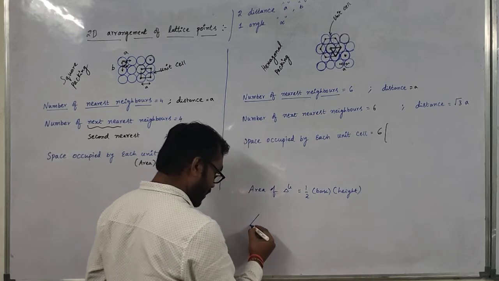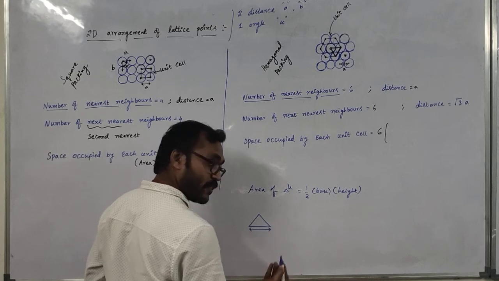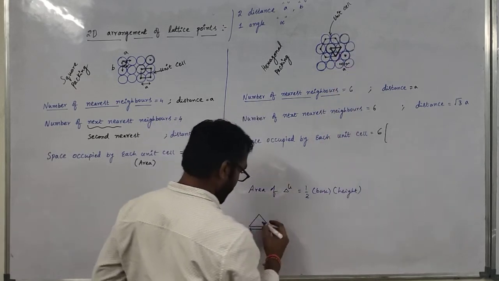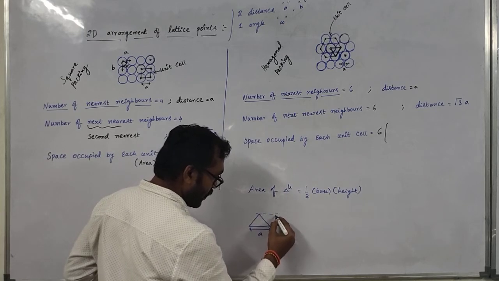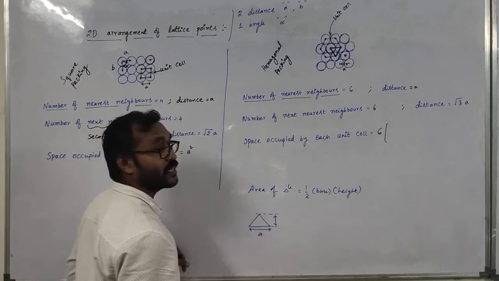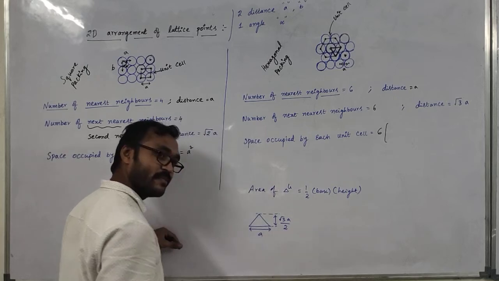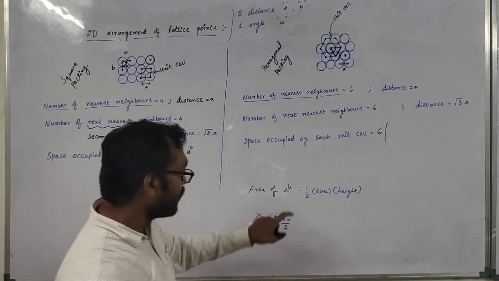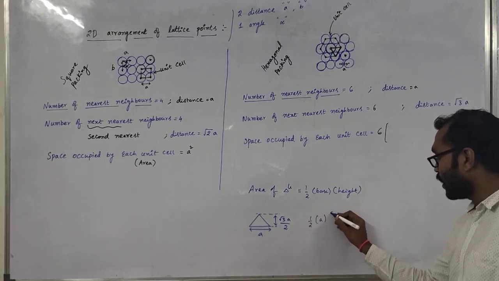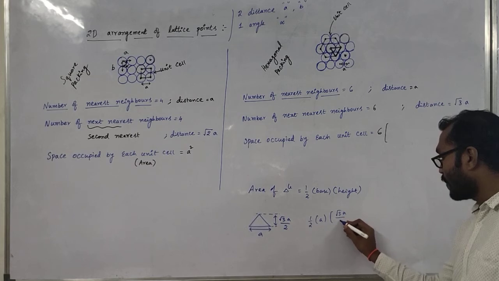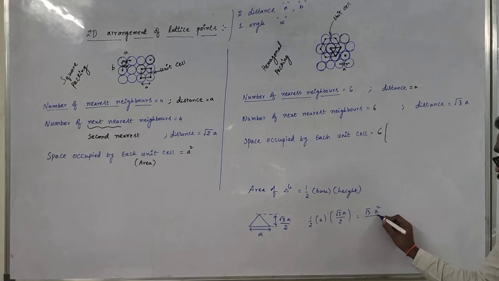Correct? So if I consider this as an equilateral triangle, what is the base length? What is this base length? a. What is this height value? Just now we have seen. What is the height value? Root 3a by 2. Right? So what is the area of the equilateral triangle? Half into base value into height value, root 3a by 2. So what is the total value? Root 3a squared by 4.